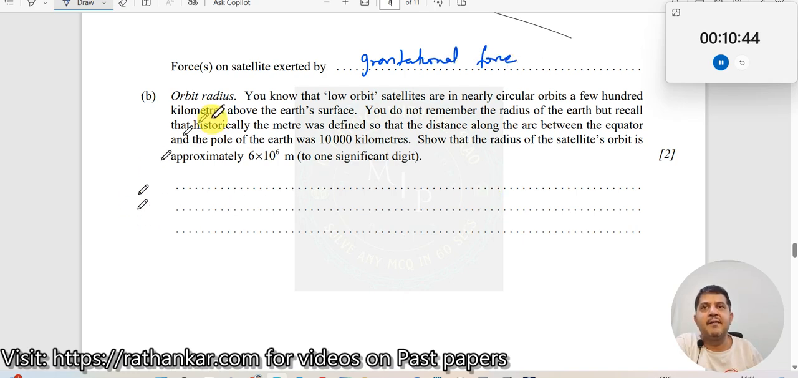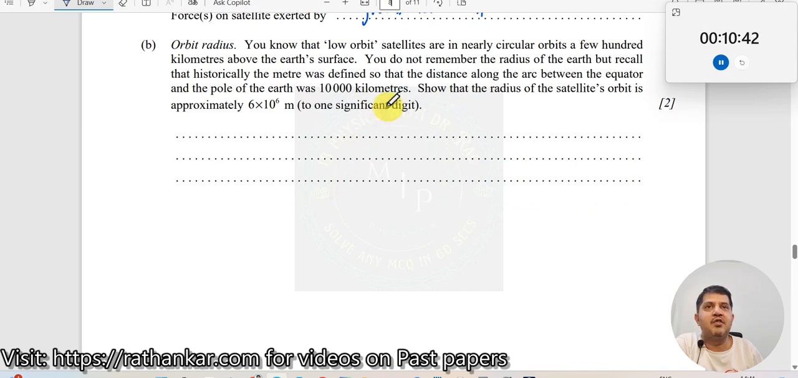right. Then orbit radius. You know that the low orbit radius, nearly circular orbits, are a few hundred kilometers above the earth's surface, few hundreds of kilometers. Okay, I'll do one thing. Let me take this statement, hundreds of kilometers, to be between 100 to 500 kilometers. Okay, so I can take any value, right? Because unless it's given, I can't do anything.